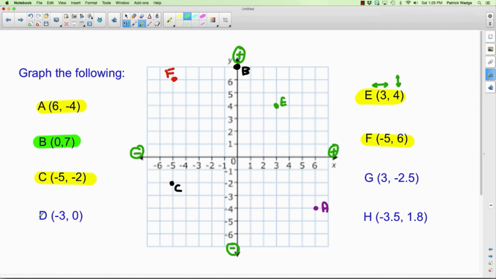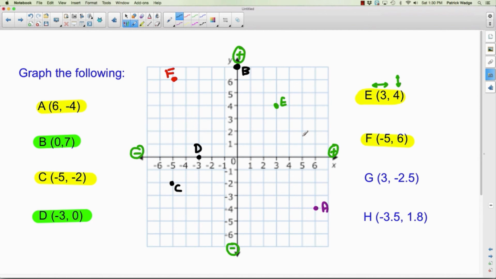How about D, negative 3, 0? Well, this time the first number is negative 3, so you're going to move in the negative direction. 1, 2, 3. And how much do you go up or down? 0. You don't go up or down at all. So when you get to negative 3, you just stay there. So there is point D.